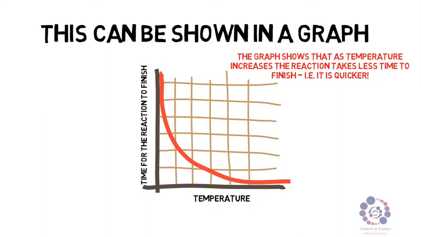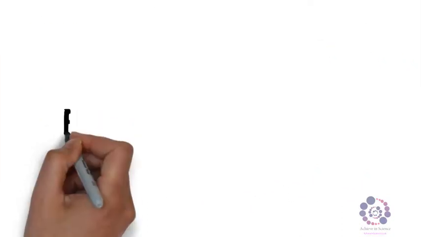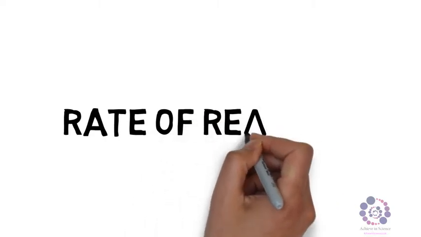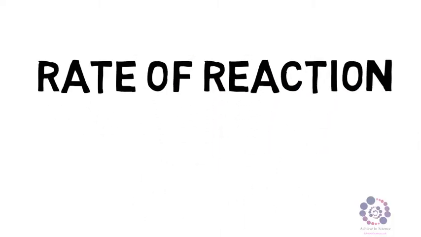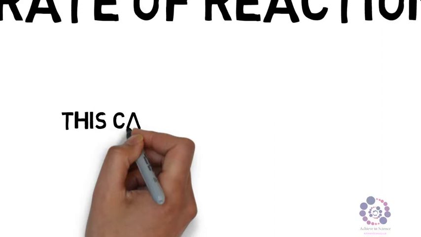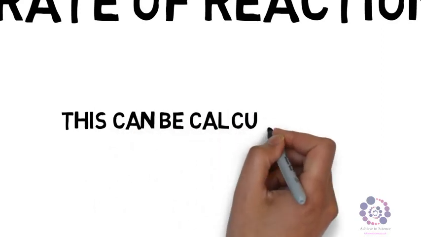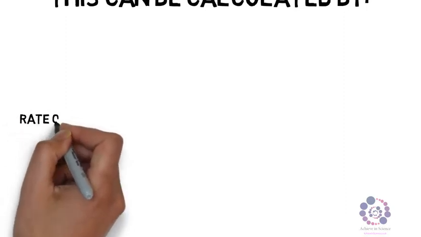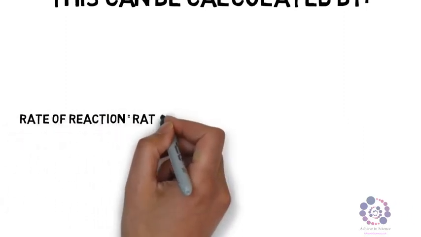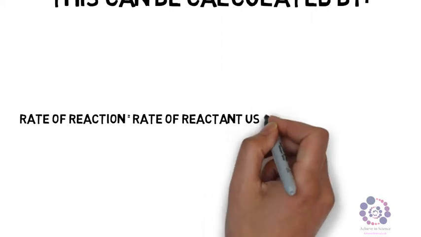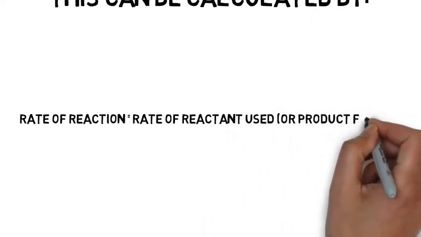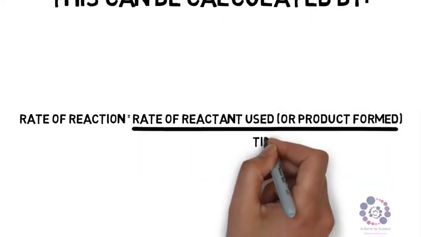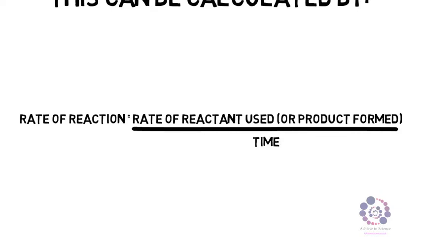Now let's look at this via rate of reaction. Rate of reaction can be calculated using an equation. So the equation that you need to use in order to calculate rate of reaction is rate of reaction equals the rate at which a reactant is used or a product is formed divided by time. Once we have calculated this rate of reaction, we can therefore now produce a reaction rate graph.